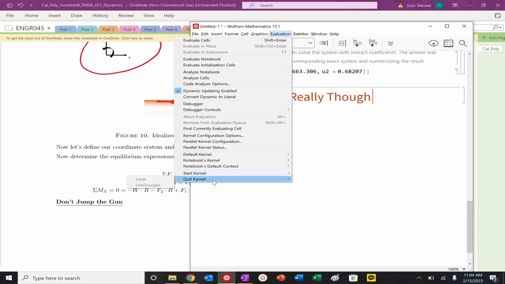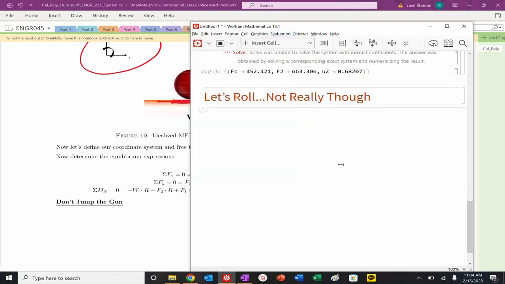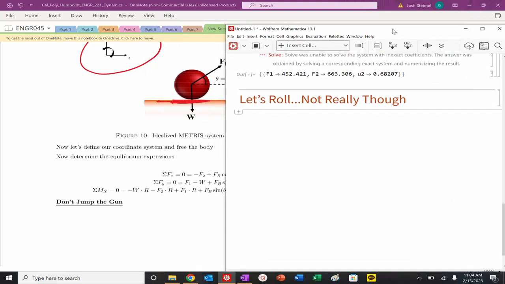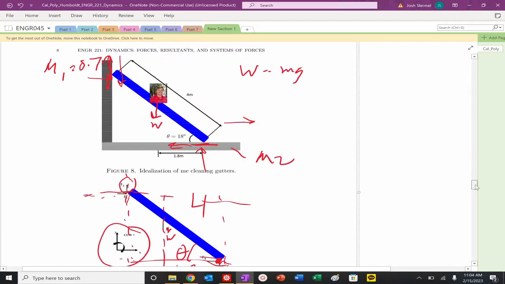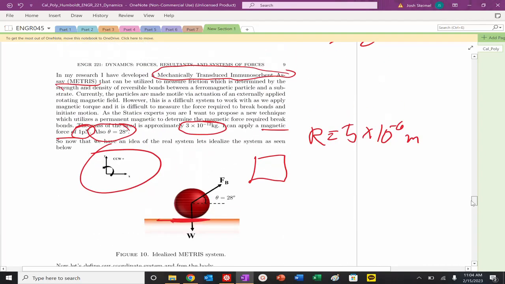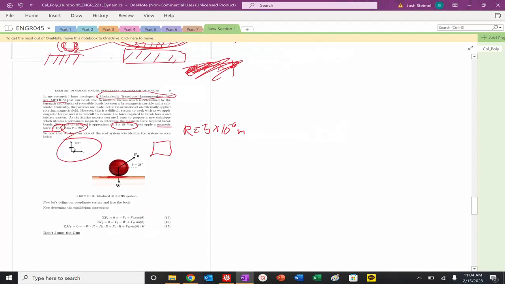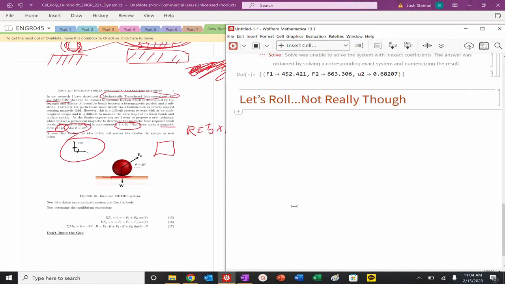I'm going to quit the kernel one more time just to make sure we're good. All right, so let's start to define what we know in our system. To do that, I'm going to scroll. My touch screen isn't cooperating. I've gone too far, so let's zoom out a little bit and put our Mathematica over here.